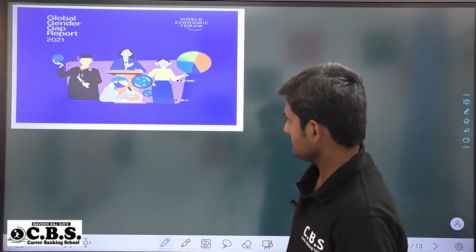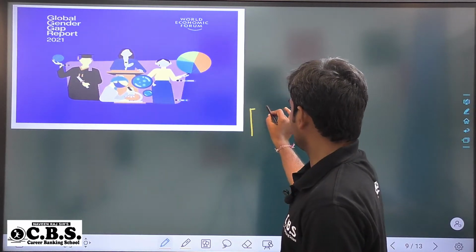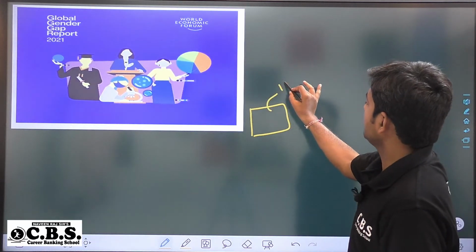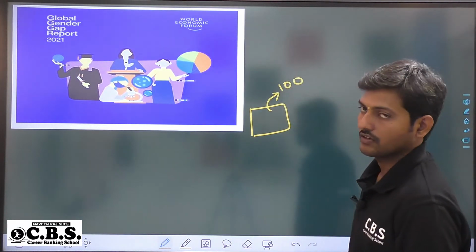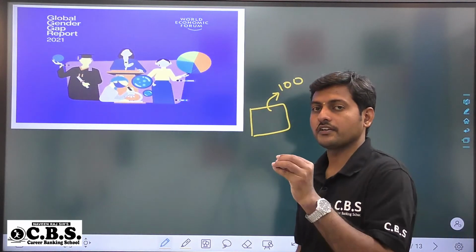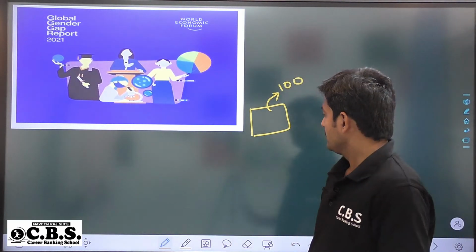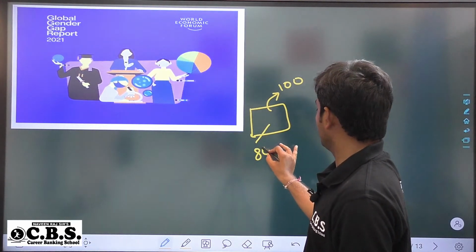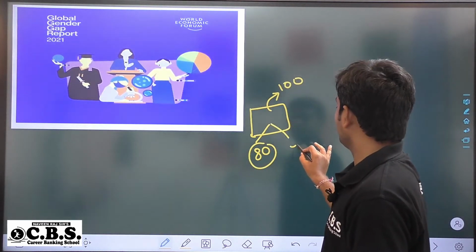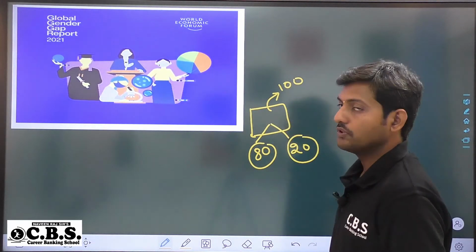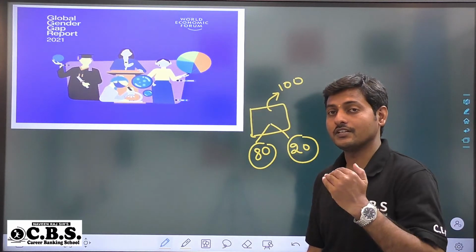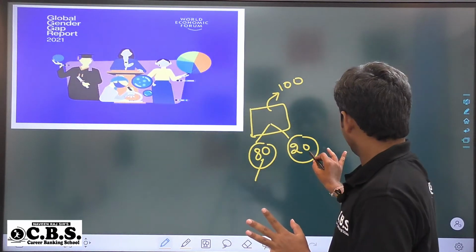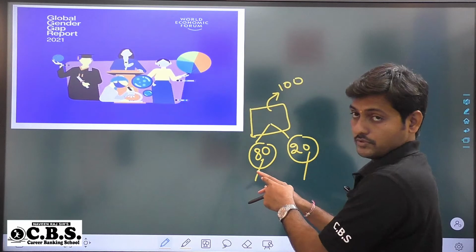See here. Assume this situation. There is a company or organization. This company requires 100 persons to work in it. Now this company has already recruited 100 persons. Okay, so among the 100 persons, 80 are male and 20 are female. Now it is clear from this situation that there is a gender gap. Okay, 80 males, 20 females, there is a gender gap.